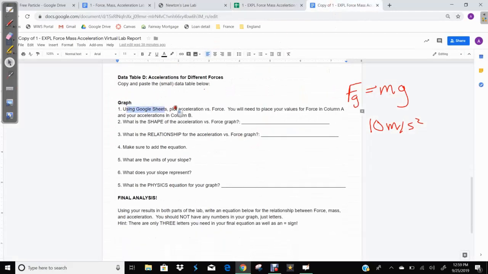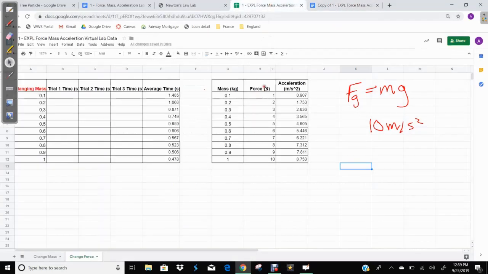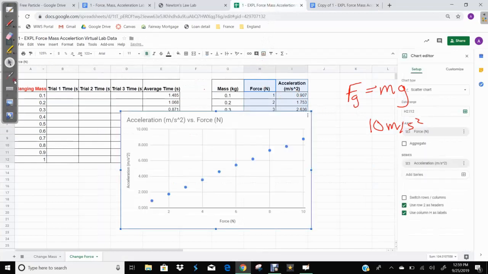So that's right here, using Google Sheets, plot an acceleration versus force graph. So that means we want force to come first. That'll be on our x-axis. We'll go ahead and chart that out. I'm going to go ahead and get rid of this for us. And you can see this already looks linear.